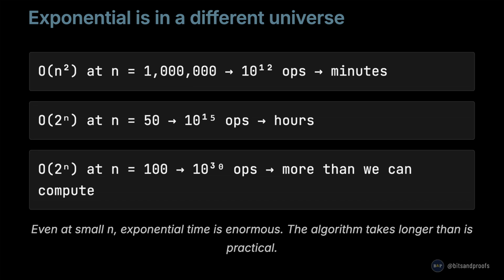Even at small n, exponential time is enormous. It's not a bit slower than quadratic. The algorithm takes longer than is practical. The number of inputs you can realistically handle is essentially fixed. Beyond a few dozen, the program takes more time than anyone can wait. When you see exponential time in your code, that's a serious problem.